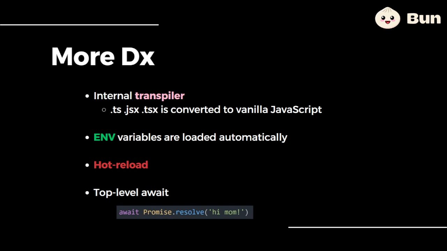Two, environment variables are loaded automatically, and you don't have to install an external library like dotenv to retrieve environment variables. It can perform hot reload, which allows you to inject a newly edited file at runtime without stopping the application, and top-level await, which is a feature introduced in JavaScript that allows developers to use the await syntax outside of an async function. So you don't have to write async to call await anymore.